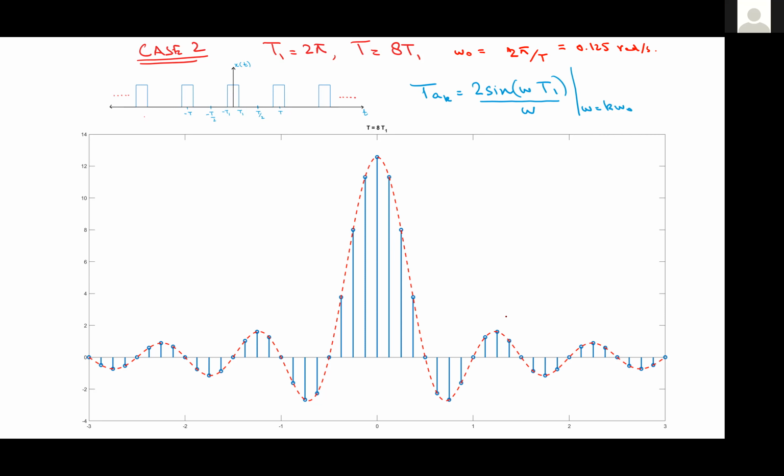Its shape will change. How will the shape change? As I increase capital T, that means this is going to the right, right? That means the spacing between these two increases. As T increases, T goes up.